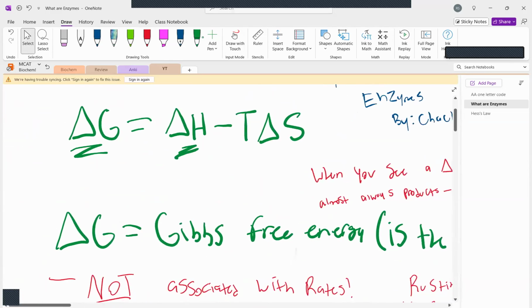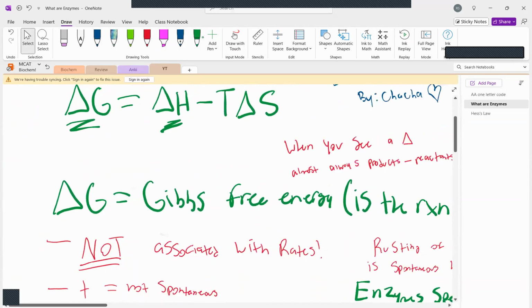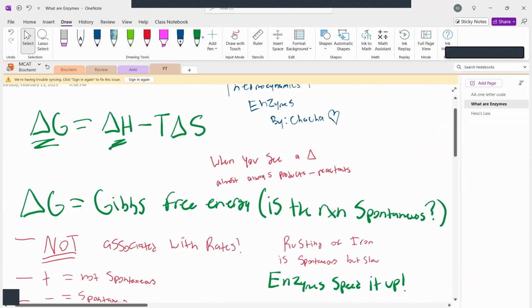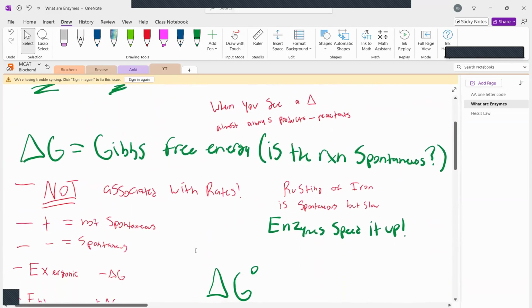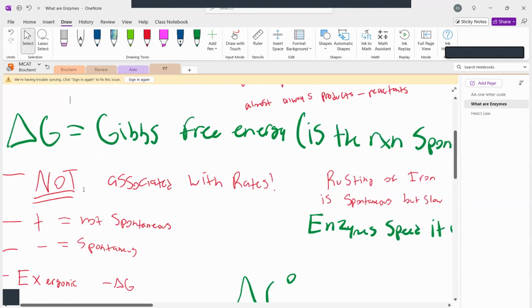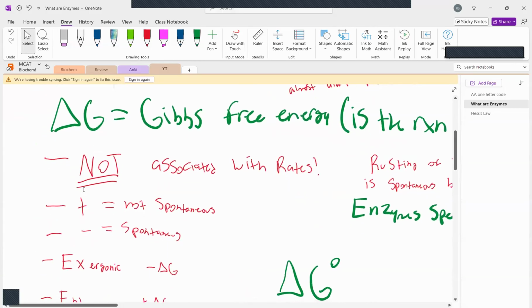Okay, so what the heck is delta G, Gibbs free energy? Gibbs free energy is essentially saying, is this reaction spontaneous? It's really important to understand that this is not associated with the rate of the reaction, so how fast something actually happens. There's a whole other component about that, which isn't related to delta G. It's its own mathematical thing, and you need concentrations and all of that.